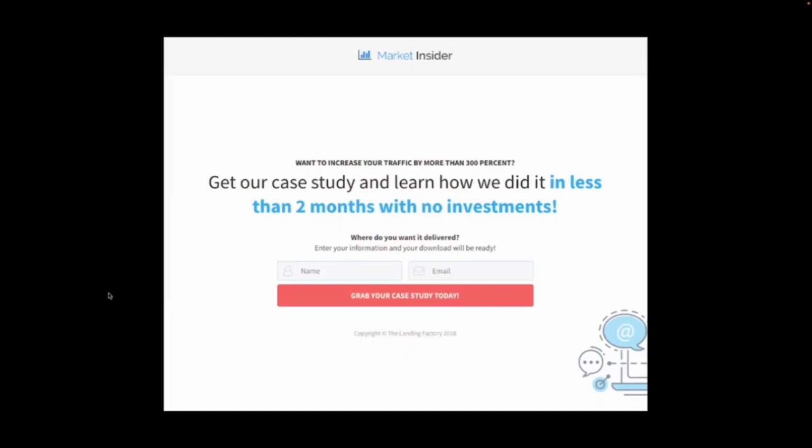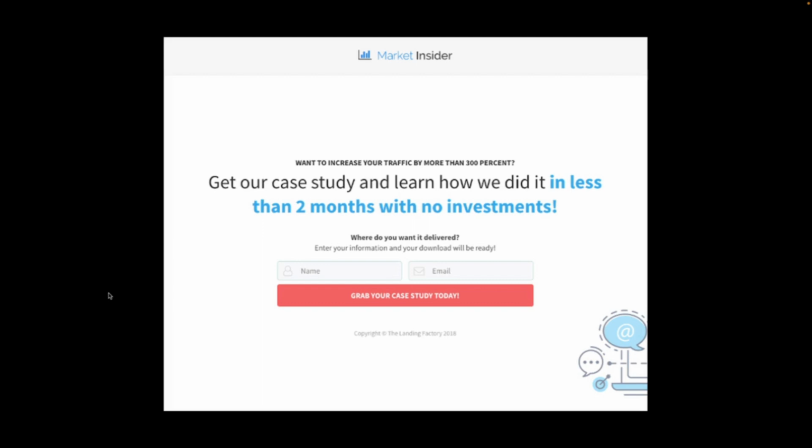Today, let's look at a few in the wild examples of case study opt-in pages and pinpoint ways to optimize them. Our first tip is to lead with the result. Obviously, when people are interested in case studies, the result is what they want most, and also figuring out how to get to that result.